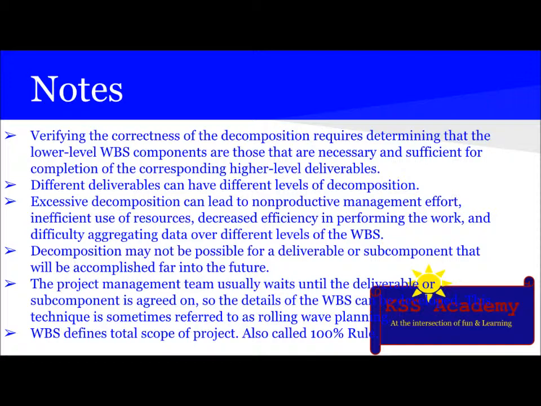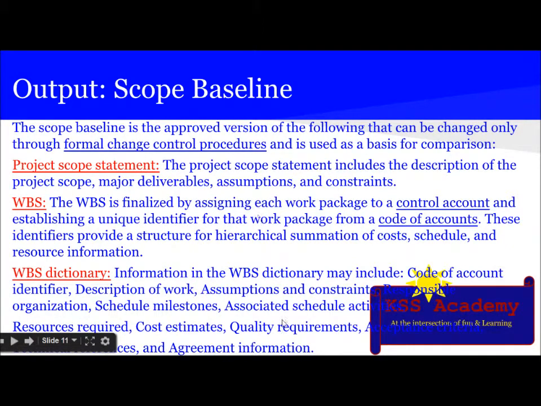Decomposition may not be possible for a deliverable or subcomponent that will be accomplished far into the future. The project management team usually waits until the deliverable or the subcomponent is agreed on so the details of the WBS can be developed. This technique is sometimes referred to as rolling wave planning. WBS defines total scope of the project, also called 100% rule. The output is scope baseline.